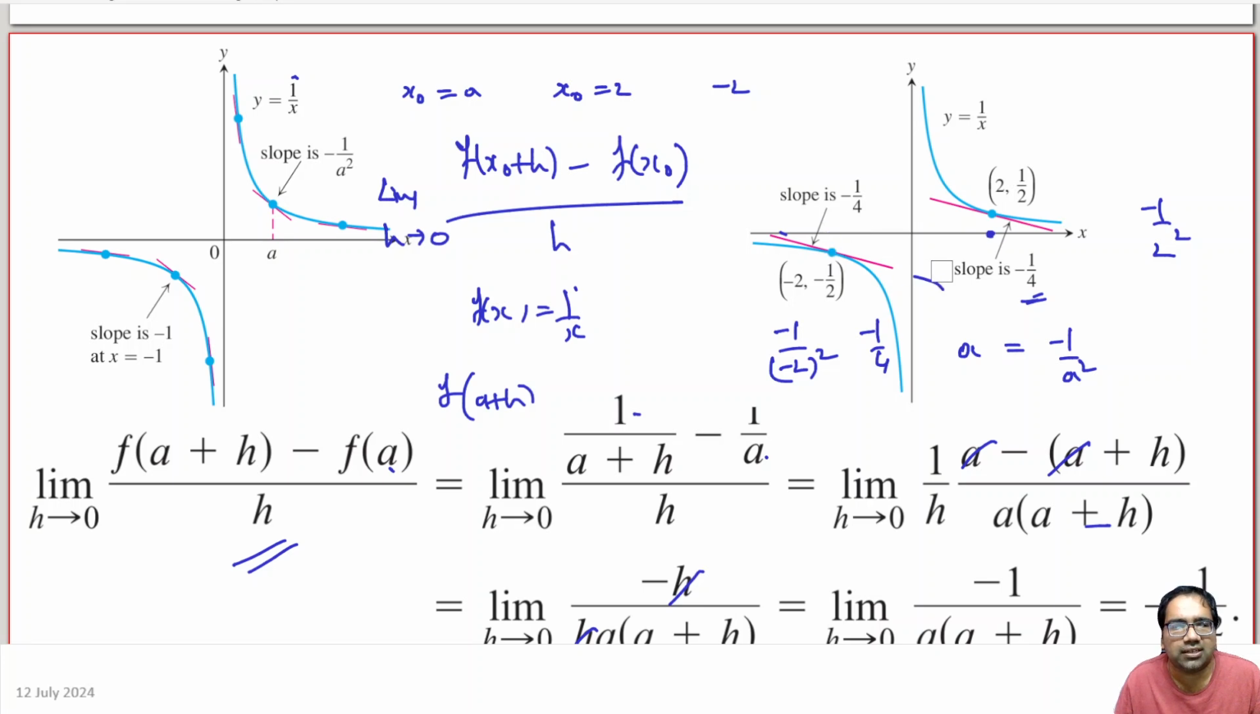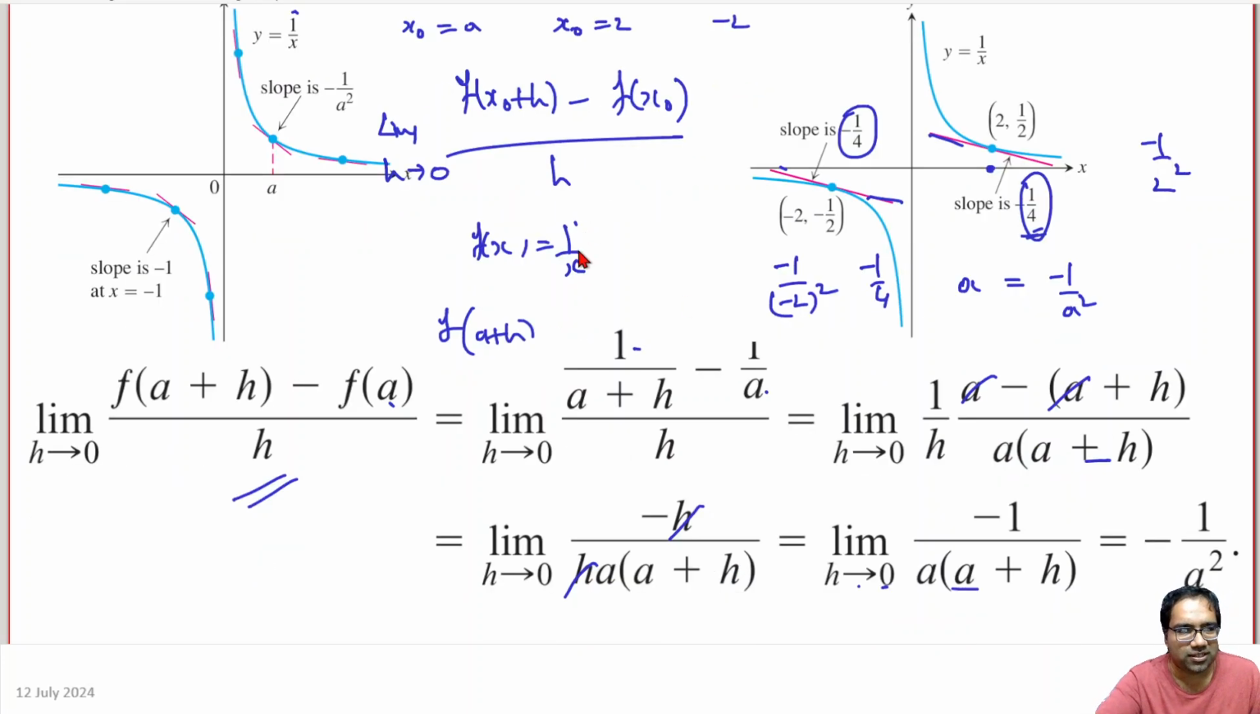So, this line, the slope is minus 1 by 4. You can see clearly this pink line and this pink line are actually parallel, because the slopes are the same for both, minus 1 by 4 here, minus 1 by 4 here. So, these two lines are parallel. Basically, for this graph, at 2 and minus 2, the tangents are parallel to each other. Right, guys? Let us look at some other example.